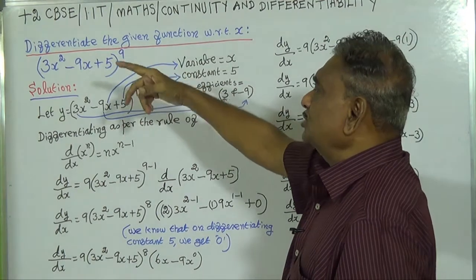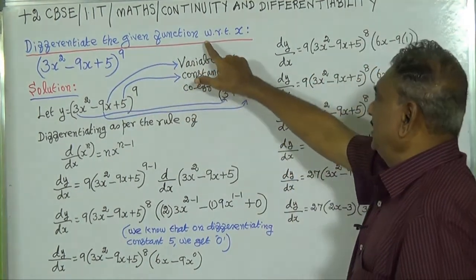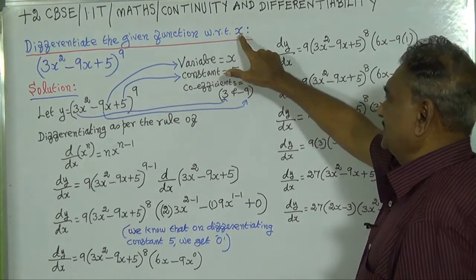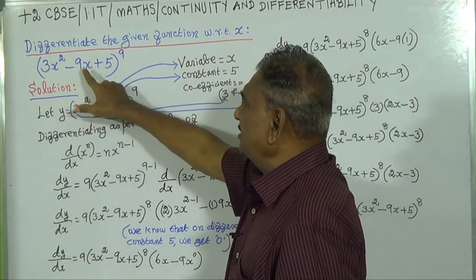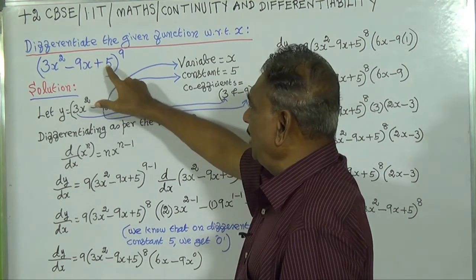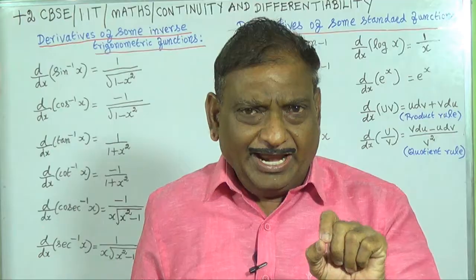Let us go to the sum. Differentiate the given function with respect to x: (3x square minus 9x plus 5) the whole to the power 9.